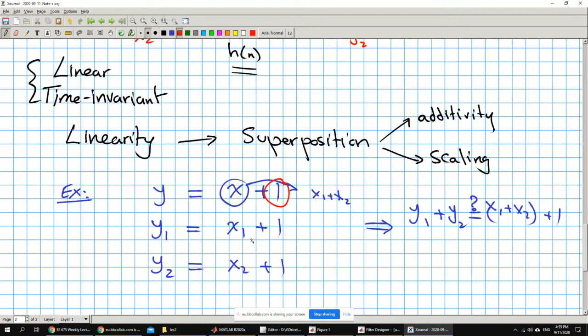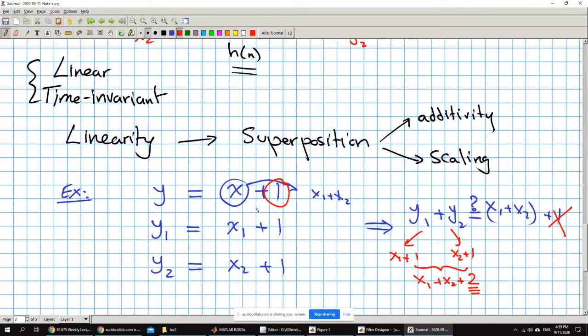Screwed up everything. Why? Because basically, if you have x1 plus x2, if y1 is equal to x1 plus 1, and this is equal to x2 plus 1, when you add them together, it's going to be x1 plus x2 plus 2. So basically, this is wrong. So this is not a linear system. Even though the equation looks very nice, it looks like a linear curve, right?